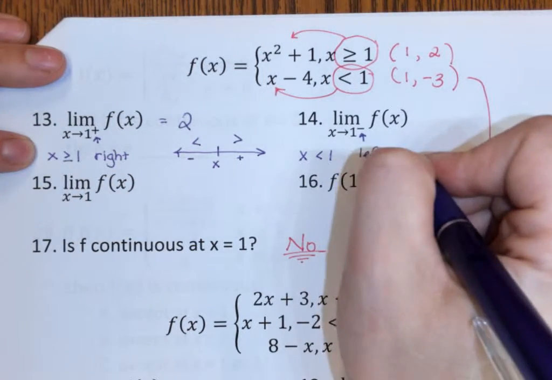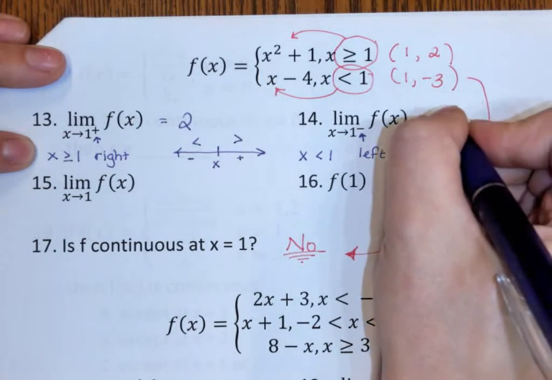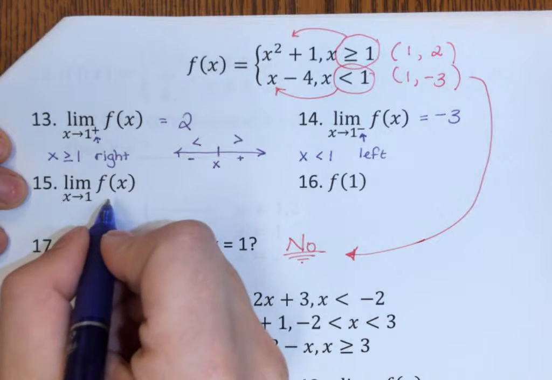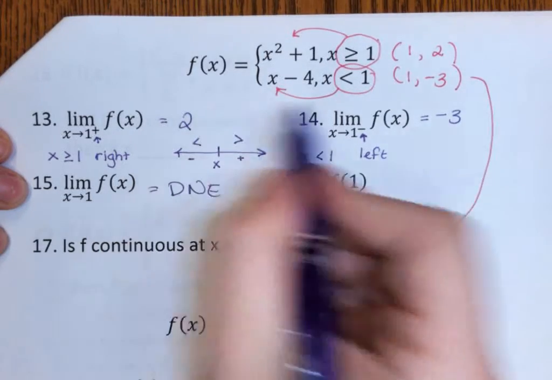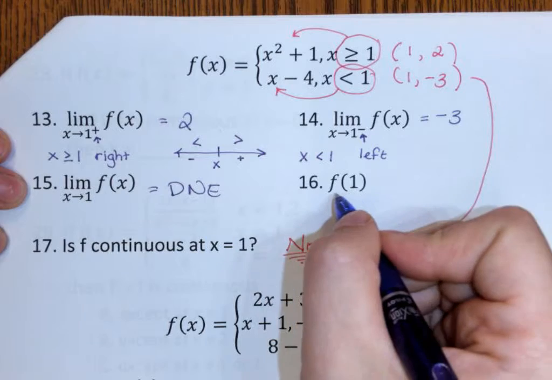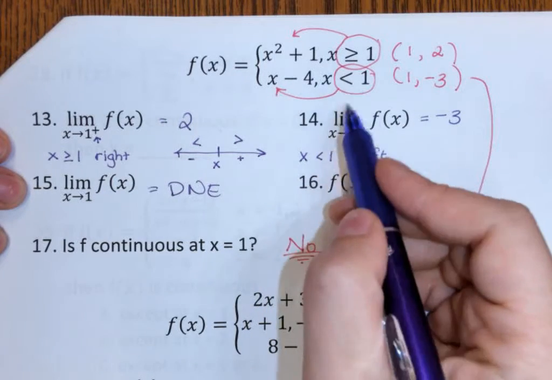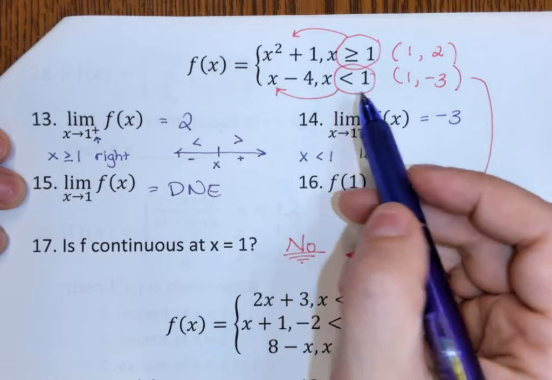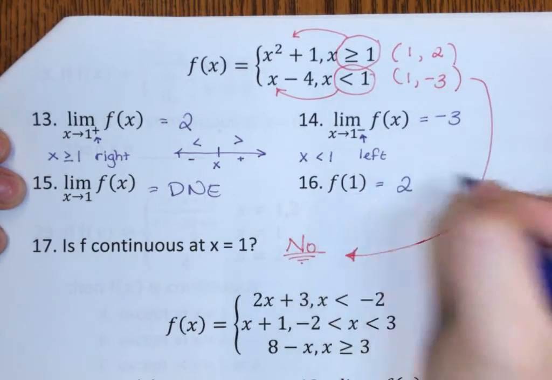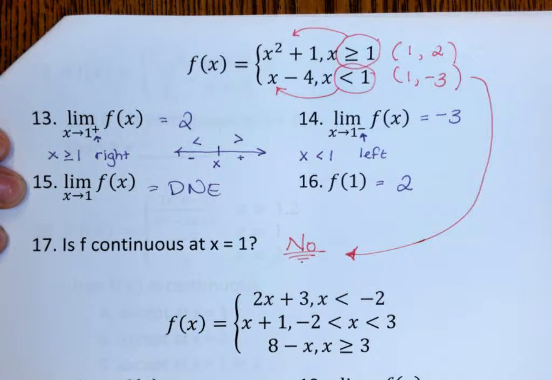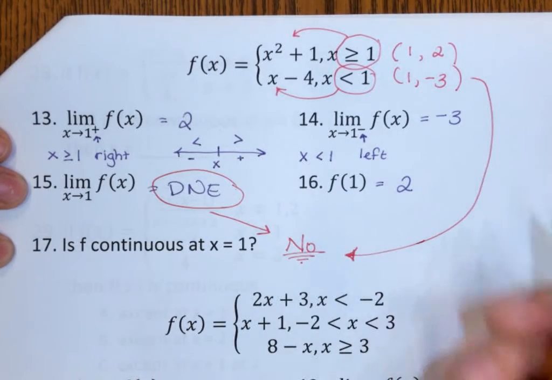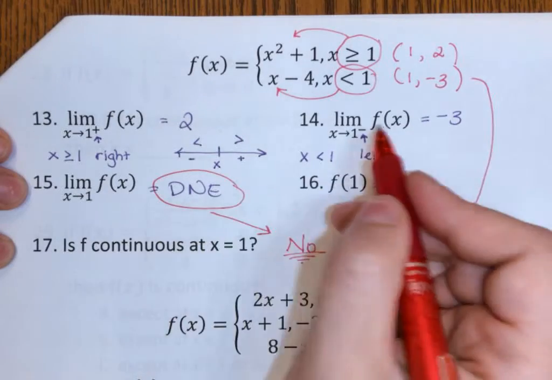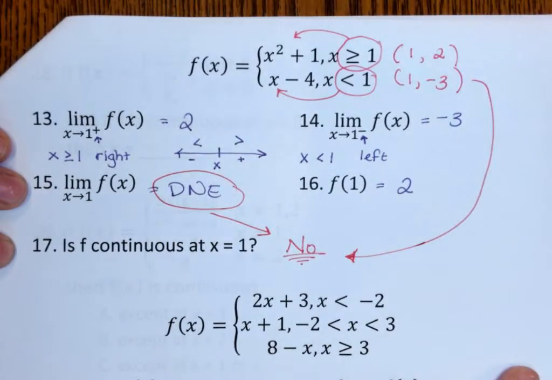And so when I come at it from the left, what's my value? -3. Good. So overall, what is the limit? Overall, it doesn't exist because those two are not the exact same thing. And when I say f of 1, which equation am I talking about? The first one, because that's the one that's equal to. So this is going to be 2. And so when we're saying f is not continuous, that is because we have a discontinuity. It's also because those two numbers are not the same. So there's all sorts of different places that you can look at for it.